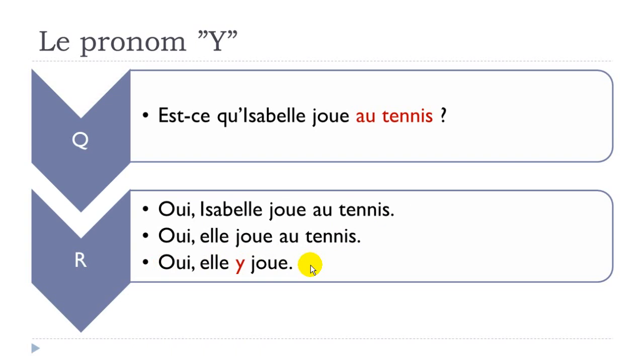All right? So you can see that it's quite short, but it's quite useful because you don't need to repeat all the things that were stated in the question, okay? So remember, as usual, the pronoun should come before the verb, all right?